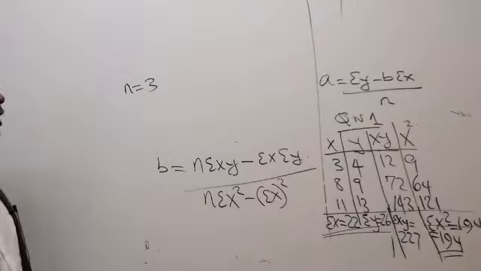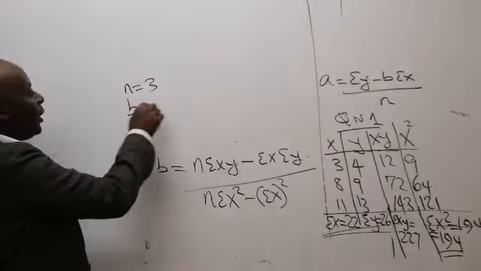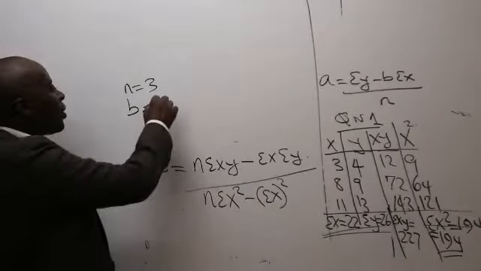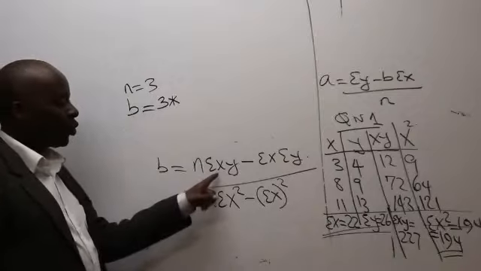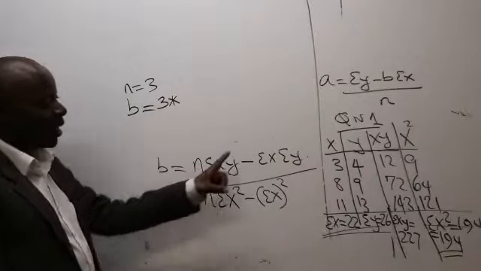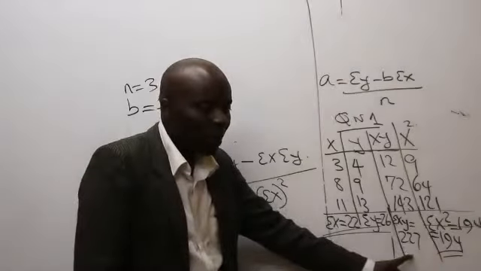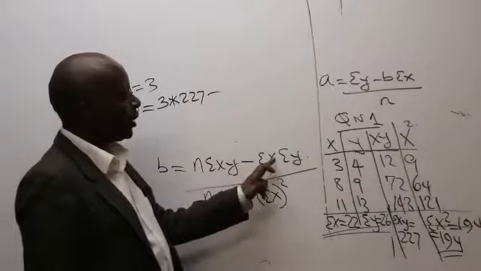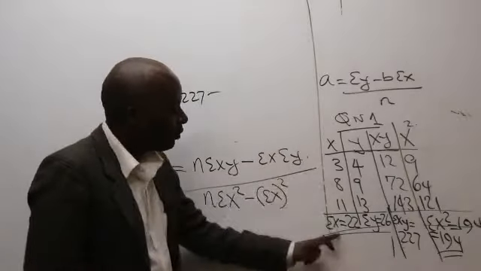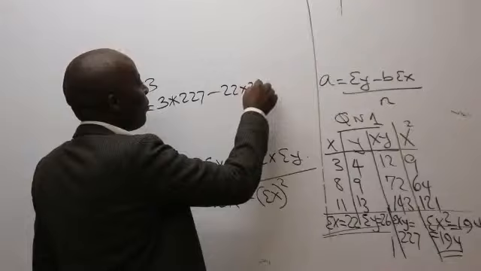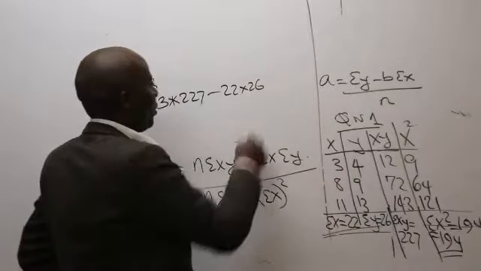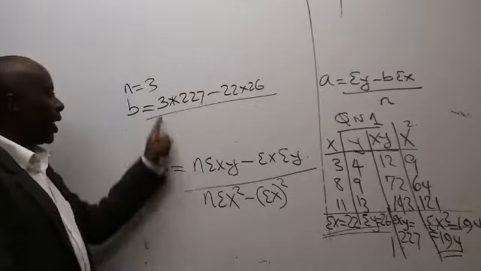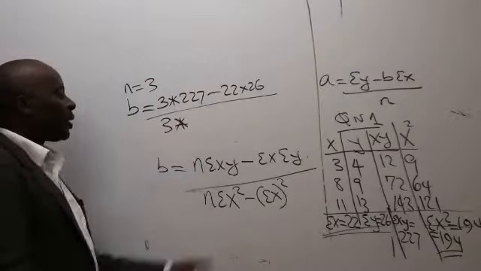Now, ladies and gentlemen, come and plug in. Now we have got everything that we need to be able to get the value of b. So b will be equal to n summations xy. So we have here 3 times summations of xy, which is 227. Minus summation of x times summation of y, which is 22 times 26. All over, slowly here, n, 3 times sigma x squared.